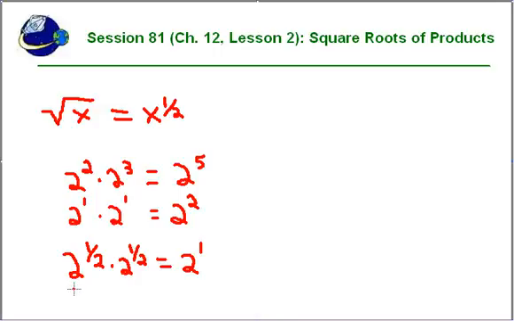What number times itself equals 2 to the 1st? Well, the number times itself that equals 2 to the 1st is going to be the square root of 2. The square root of 2 times the square root of 2 is going to equal 2 to the 1st, which is the same thing as 2. So we can see here that using exponents, and in particular the exponent 1/2, to represent the square root of a number is in fact a very valid method.